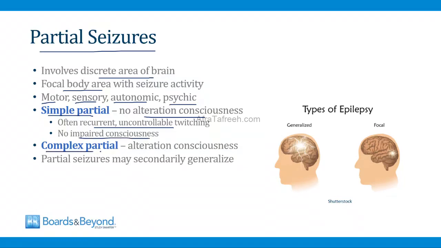seizure. A complex partial seizure is a seizure where there's alteration in consciousness, but it's partial in that it only involves one portion of the brain and one body part if there is motor or sensory activity. And you should be aware that partial seizures can secondarily generalize. So a seizure may begin as a partial seizure that only involves one body part, but then secondarily it can generalize and involve the entire body.